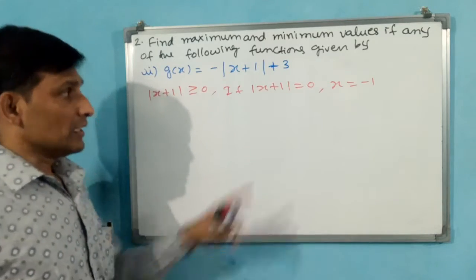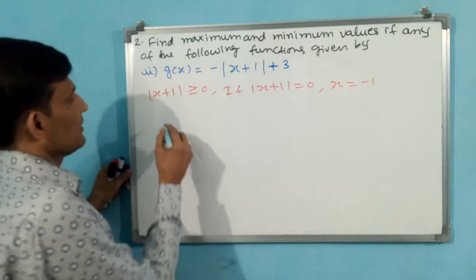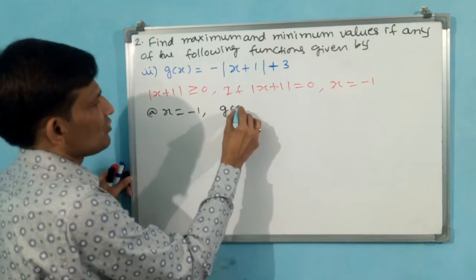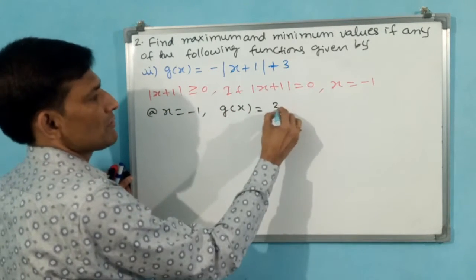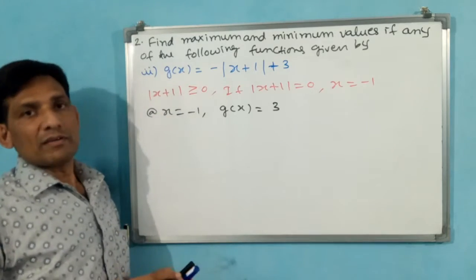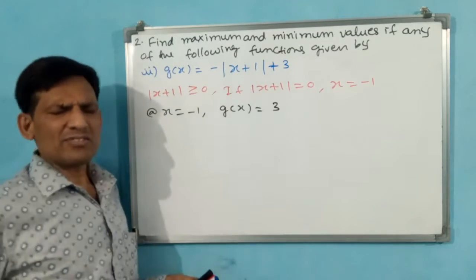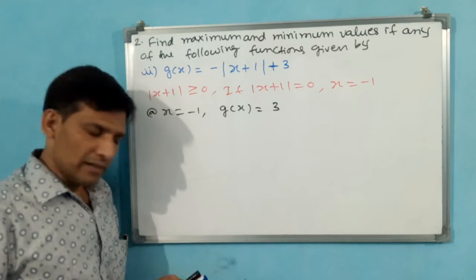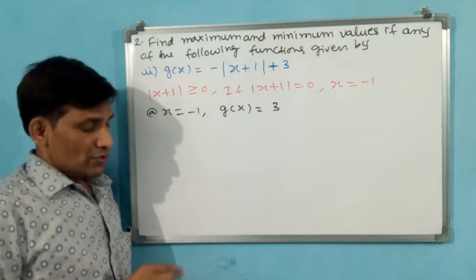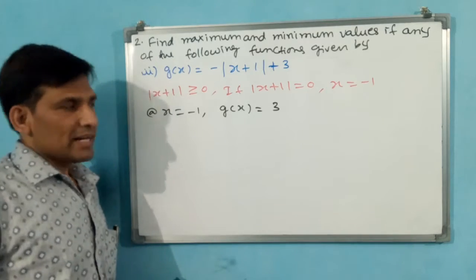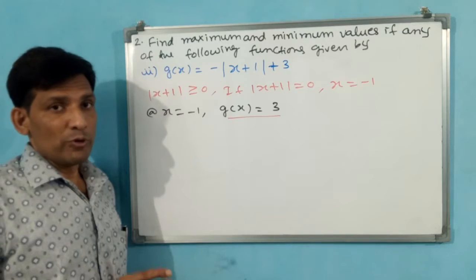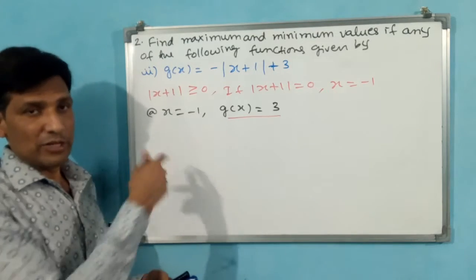That means the turning point is minus 1 here. Write down. At x is equal to minus 1, g of x is equal to 3. Why? Because this is going to become 0. Minus 0 plus 0 doesn't bother, but the value is 3. See, 3, I am underlining, may be the maximum value or the minimum value. We don't know. We have to see the remaining inputs.